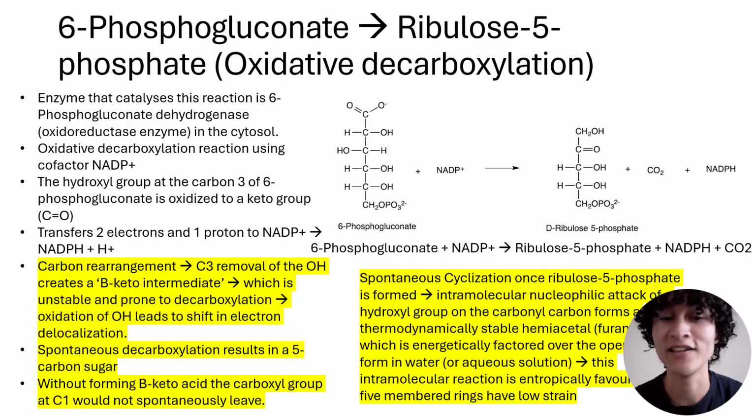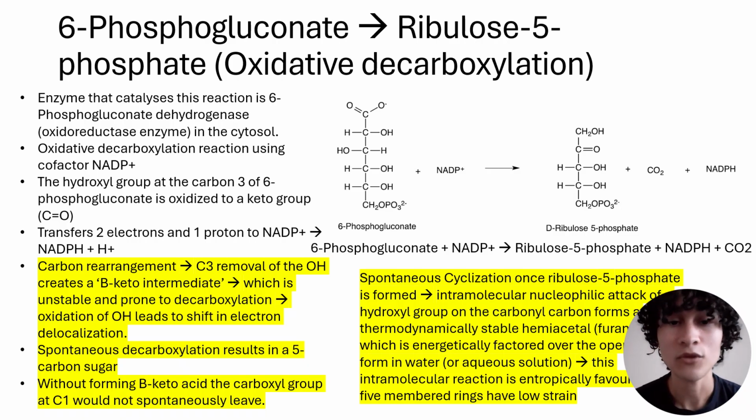We get a beta keto intermediate, and that's unstable and prone to decarboxylation. So that carboxyl group on the first carbon, entropically it's going to leave. It wants to leave because the molecule's unstable. You get spontaneous decarboxylation, and this results in our ribulose 5-phosphate, and that serves as a template. That carbon has left, giving us a 5-carbon compound, which will serve as our foundation for our ribose sugar.